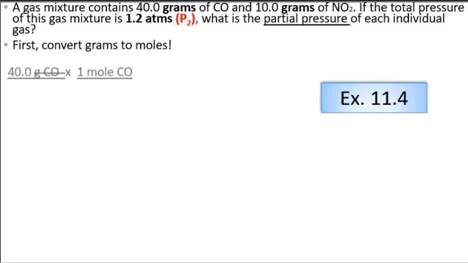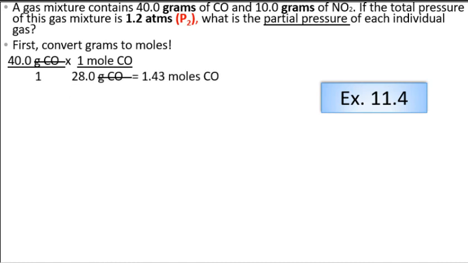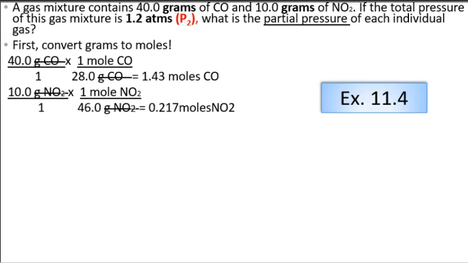Yes. All right, we have our 40 over 1 because that was given to us. We get our 28 from the periodic chart of the elements. We realize that we have 1.43 moles of carbon monoxide. We do our 10, which was given to us, over 1, our 1 over 46 from the periodic chart of the elements.